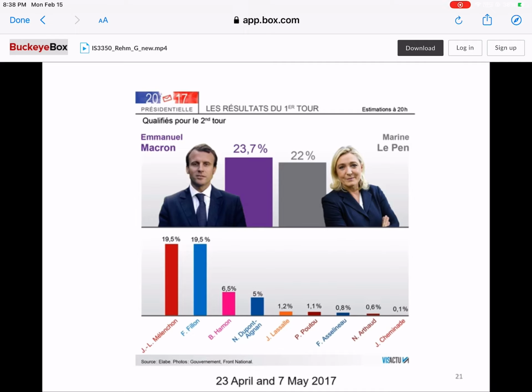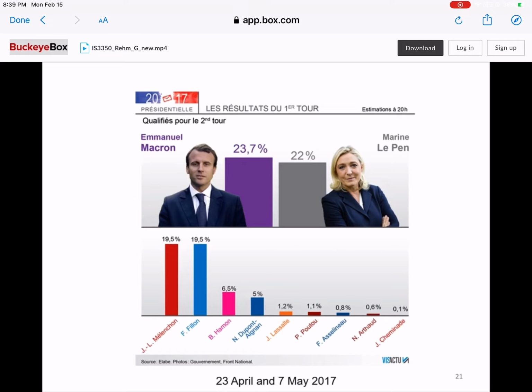You see here the first round result of that election, and you can see that Emmanuel Macron, the person here in the top left, who was 39 years old at the time, wins the election with 23.7%. And second comes Marine Le Pen. She is from Front National, a radical right-wing nationalist party. And then third and fourth are two politicians and their parties, Mélenchon and Fillon, and then you see some of the other results.